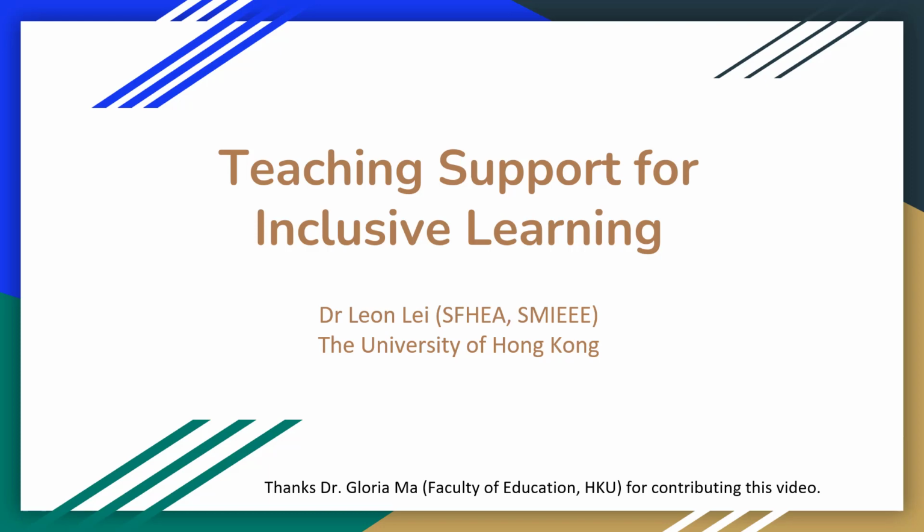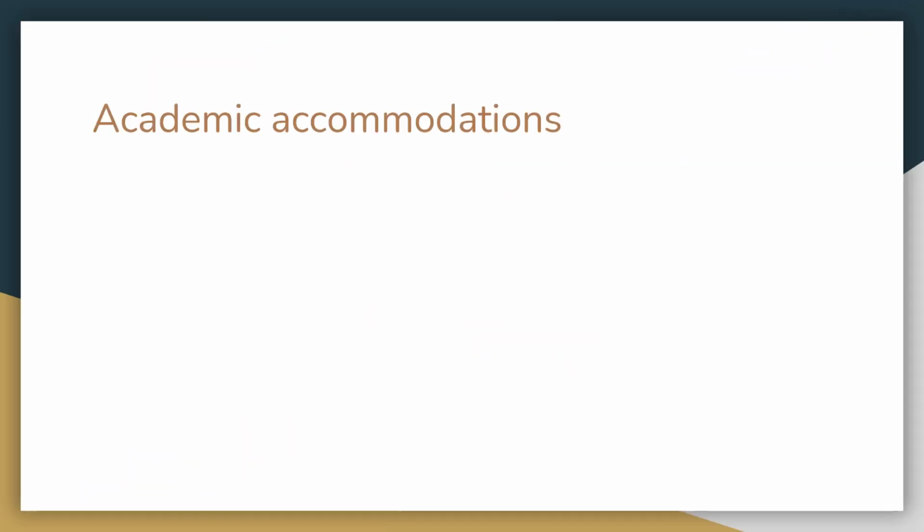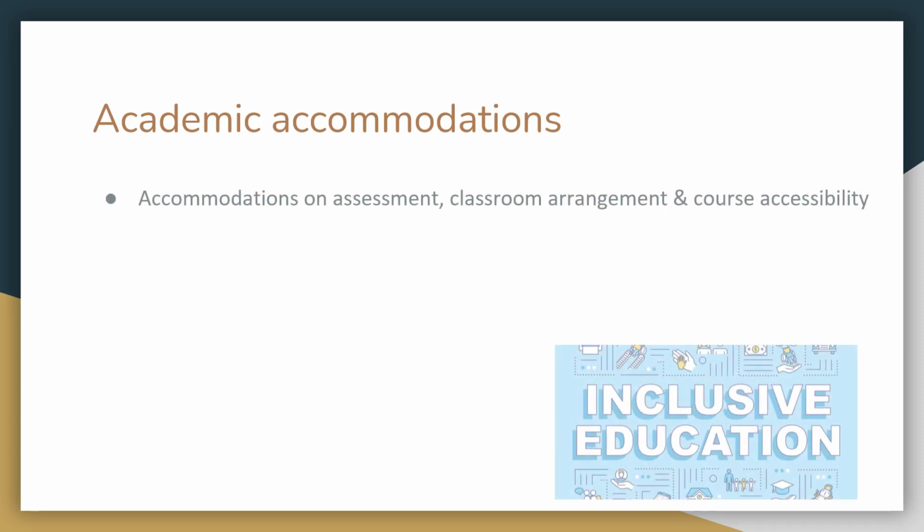In this video, let's talk about teaching support for inclusive learning. To create an accessible teaching and learning environment for students with special educational needs, students can apply for academic accommodations. The university can generally provide accommodations on course assessment, such as examination, classroom arrangement, and course material accessibility. Different students may need different support, and different universities may have different arrangements.